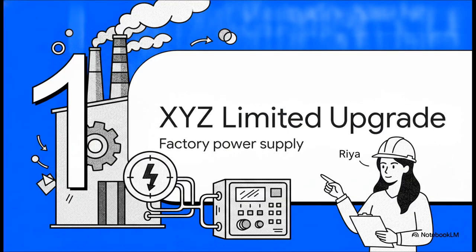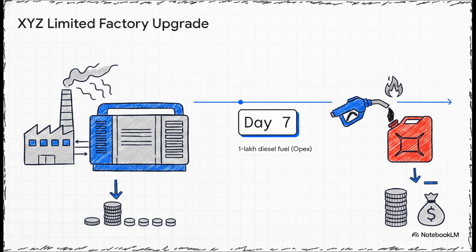Section 1, the XYZ Limited Factory Upgrade. Let's look at a real workplace example. Meet Raya. She's a project manager in charge of upgrading the factory at XYZ Limited. On day 1, Raya needs to secure a reliable power supply, so she issues a Capex PO for 50 lakh rupees to buy a massive new backup power generator.